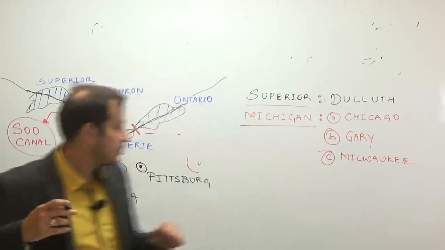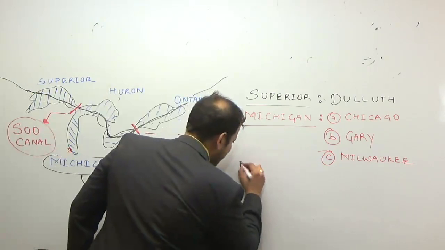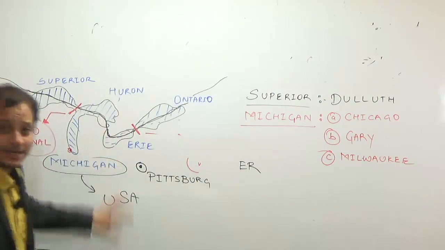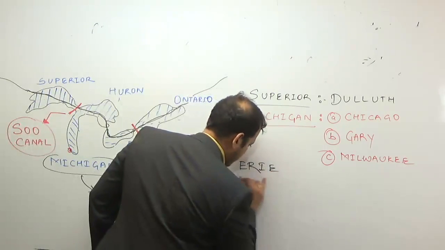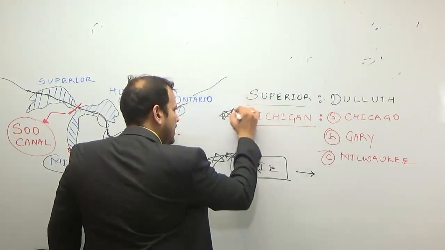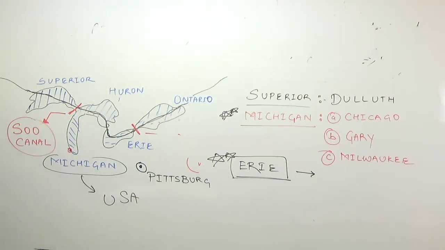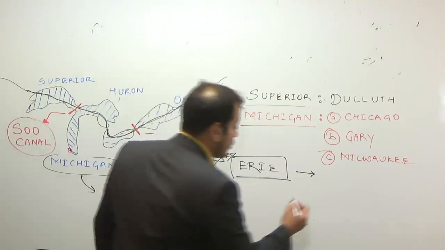Then the third important lake here is Lake Erie. Also very important from the exam point of view is the major center on Lake Erie. The major center on Lake Erie is Detroit.